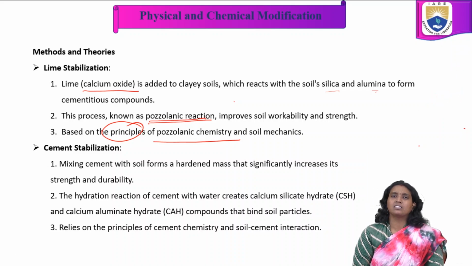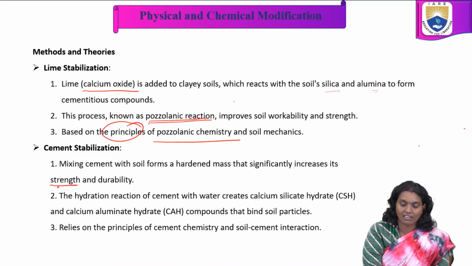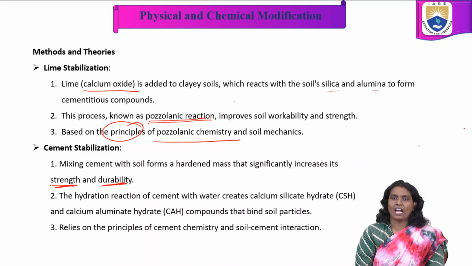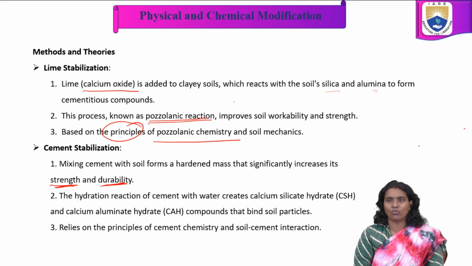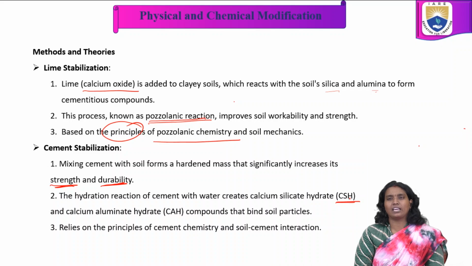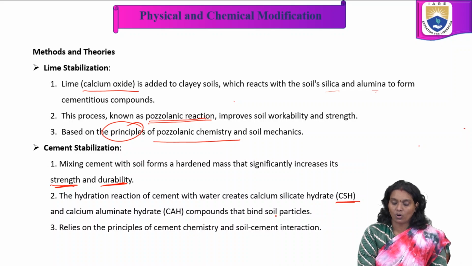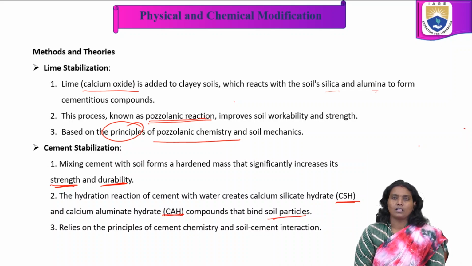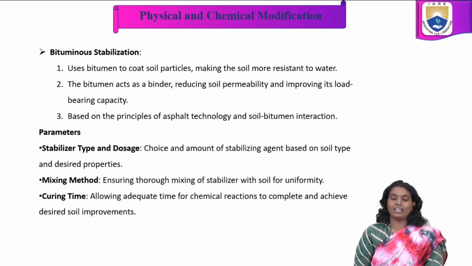Now cement stabilization. Mixing cement with soil forms a hardened mass that significantly increases its strength as well as durability. The hydration reaction of the cement with water creates CSH, calcium silicate hydrate, and calcium aluminate hydrate compounds that bind soil particles. So it relies on the principles of cement chemistry and soil cement reaction.